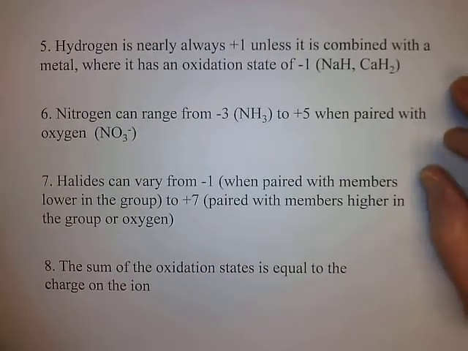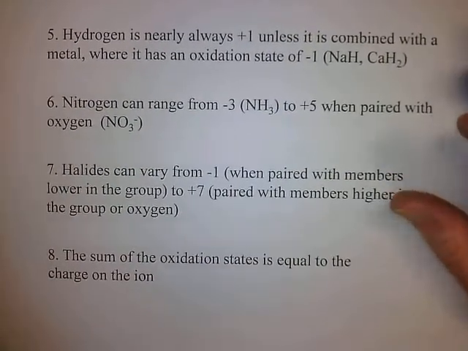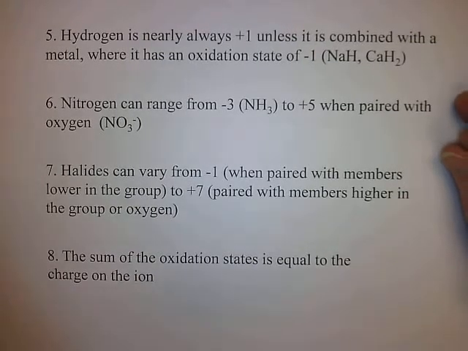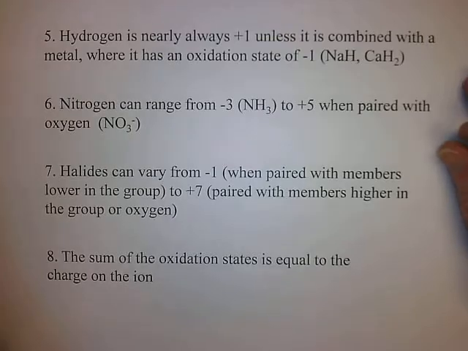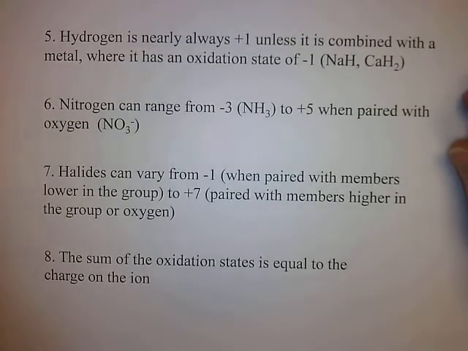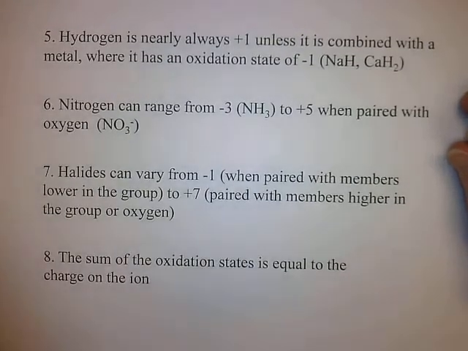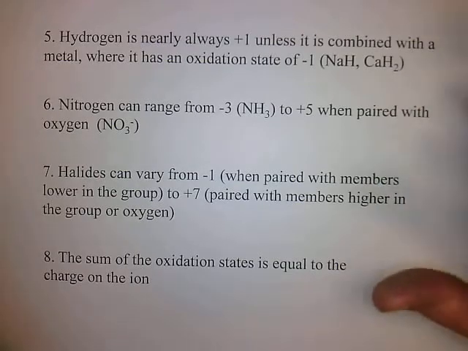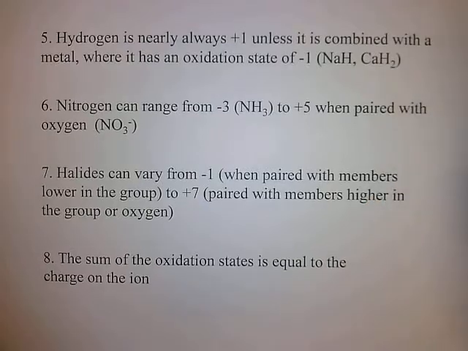Now, hydrogen is either going to be plus 1 or minus 1. Hydrogen is almost always plus 1 unless it's combined with a metal, where it has an oxidation state of minus 1. Let's put it this way: it's usually plus 1 with non-metals and minus 1 with metals.